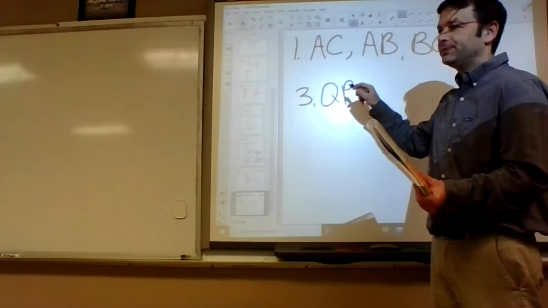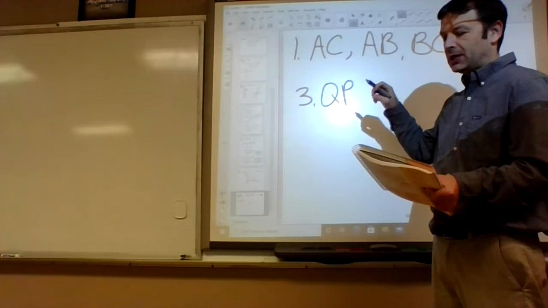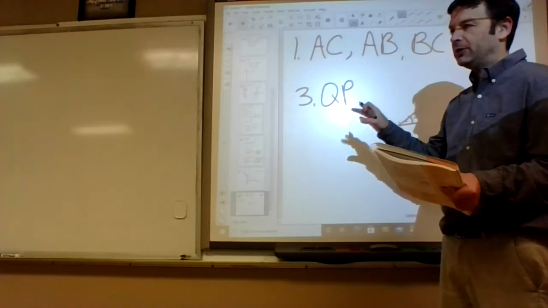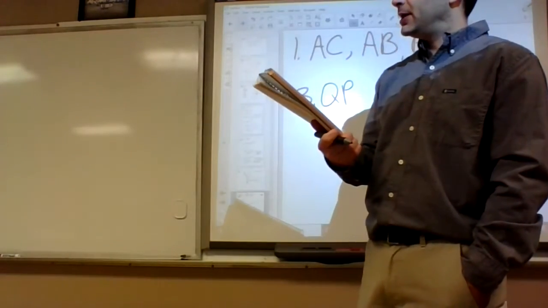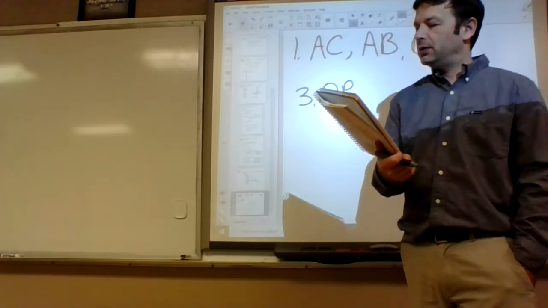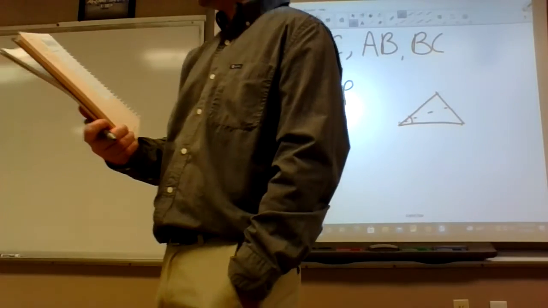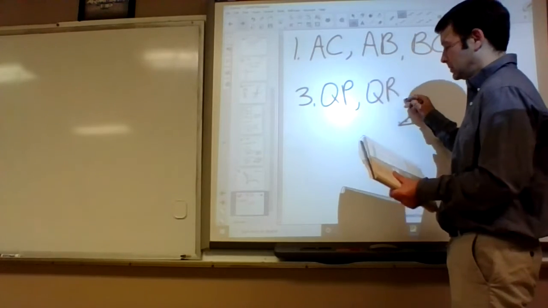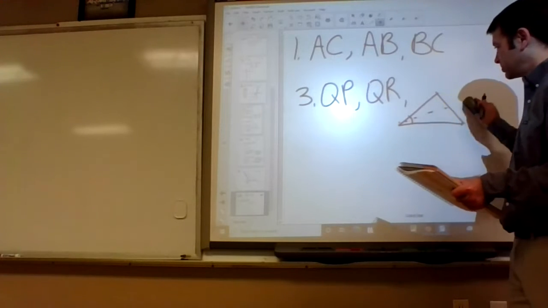You see 42 degrees in the picture? Do you see that it opens up to QP? So the small angle opens up to the small side. So QP is the smallest. Okay, what's the next smallest on number 3? The next smallest angle is angle P. What side does angle P open up to? QR. And then the largest side, obviously, would have to be the last one, so it's RP.